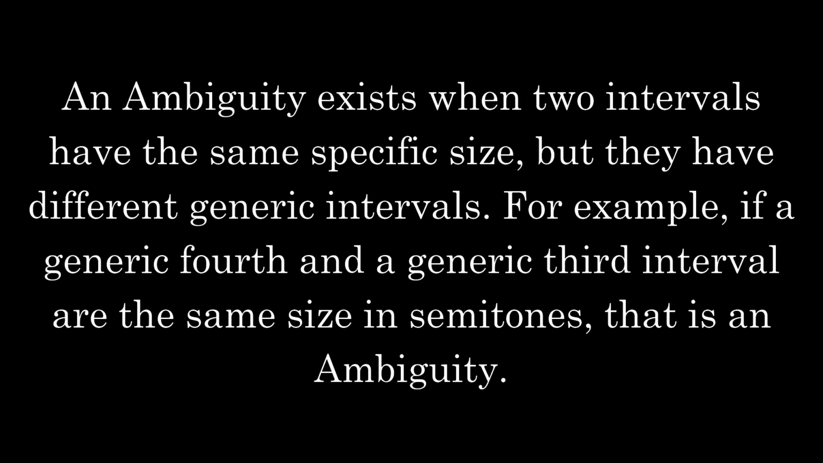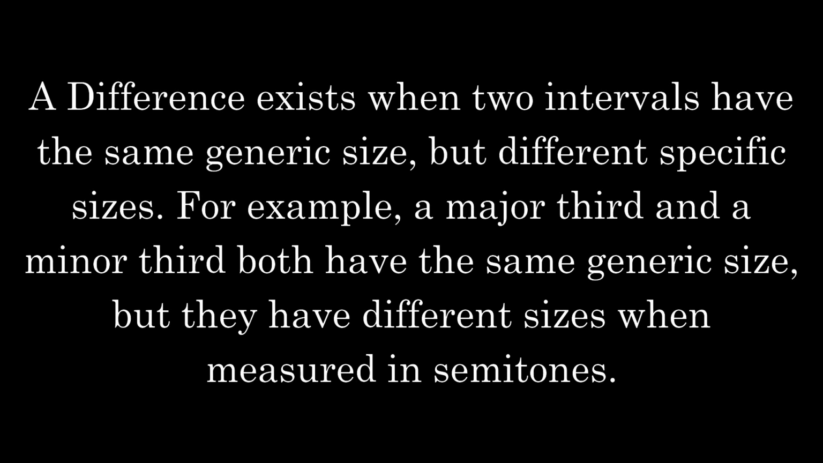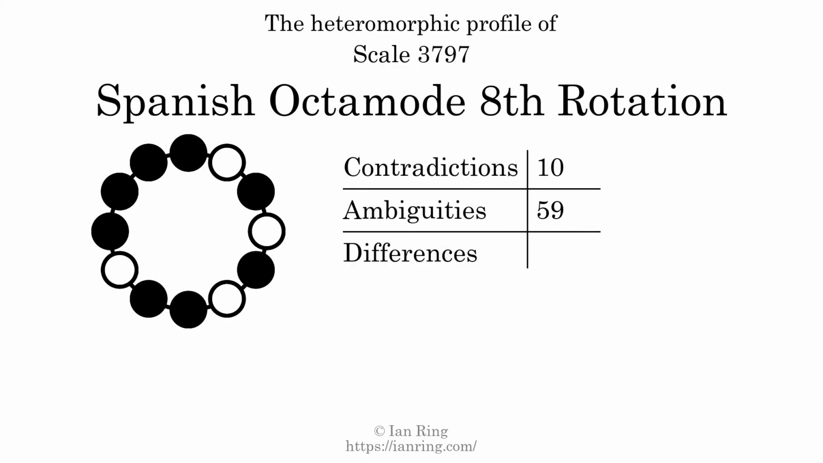An ambiguity exists when 2 intervals have the same specific size, but they have different generic intervals. For example, if a generic fourth and a generic third interval are the same size in semitones, that is an ambiguity. The number of ambiguities in this scale is 59. A difference exists when 2 intervals have the same generic size, but different specific sizes. For example, a major third and a minor third both have the same generic size, but they have different sizes when measured in semitones. The number of differences in this scale is 137.